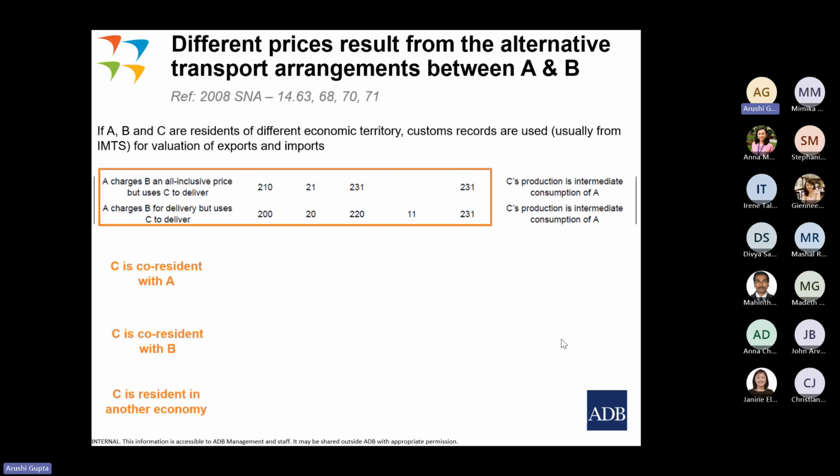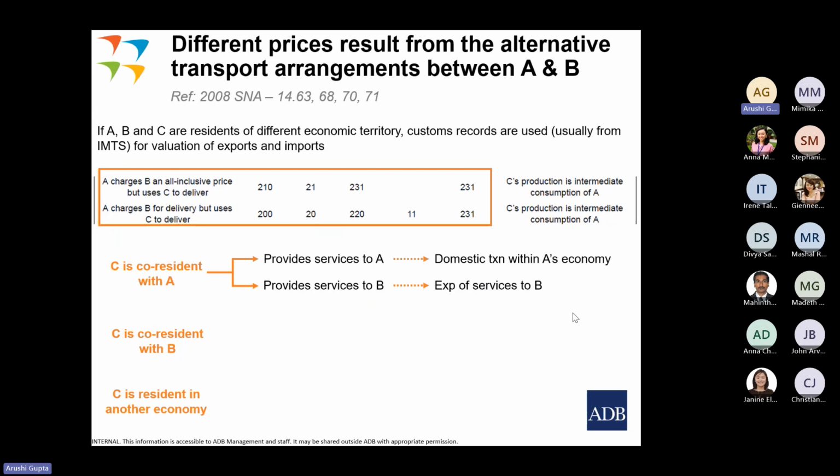So in this scenario, there are three possible residence options of C. First, C is co-resident with A; second, C is co-resident with B; and the third option is that C is resident in another country. That is, it doesn't reside in A nor in B. So if C is co-resident with A and provides services to A, this is a domestic transaction within A's economy. However, in this case, the value of the exports of goods from A will reflect the fact that they must cover the cost of services bought from C. If C is co-resident with A but provides services to B to transport the goods from A to B, then C also provides exports to B, but these are shown as exports of transport services, not of goods.